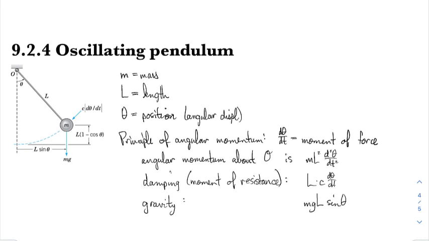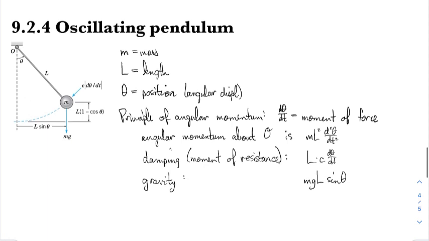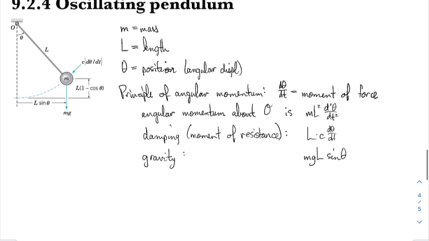And so then putting this all together as an equation, we have ml squared theta double prime is going to be equal to minus cl theta prime, minus because it's damping, so it's counter to the direction of motion. And then we've got the restorative force minus mgl sine theta. So again, that's a restorative force pushing you back towards equilibrium, so that's also with a minus sign.